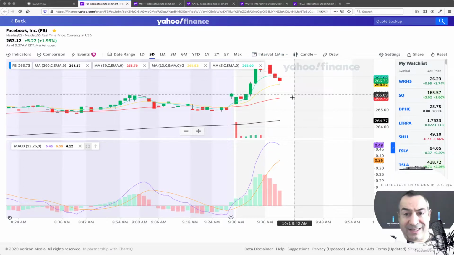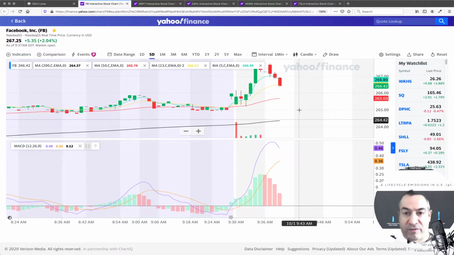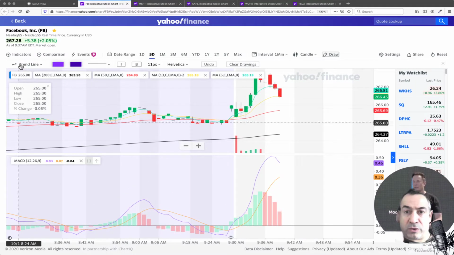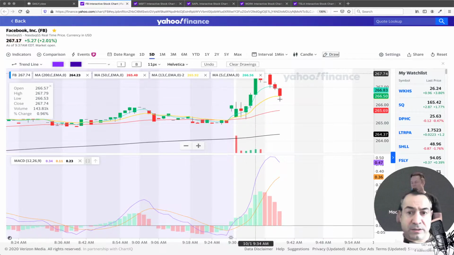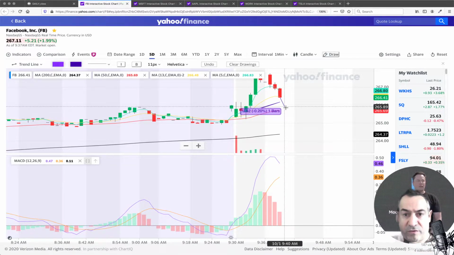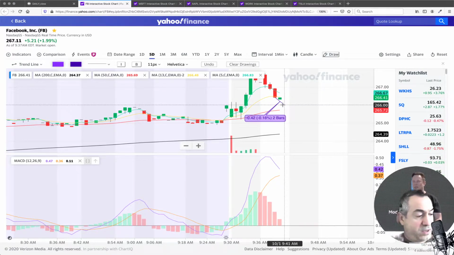I see it's turning, that's a good sign, but it should turn all the way to here. That's our target, more or less 265.50. There you have it. We could draw a line, okay? We could draw a horizontal line, or we can draw a trend. How far away are we from our target? 265. Okay, now I have a little alarm.